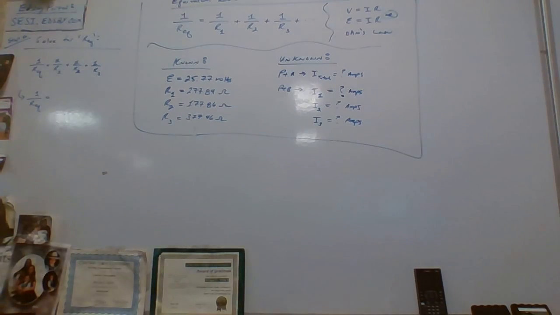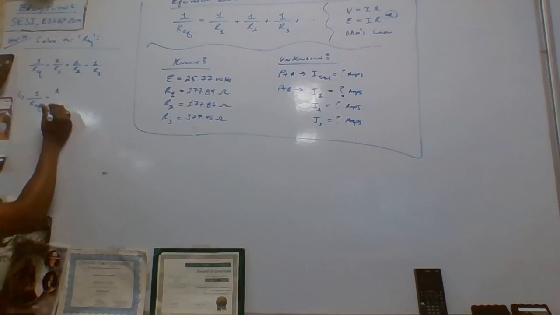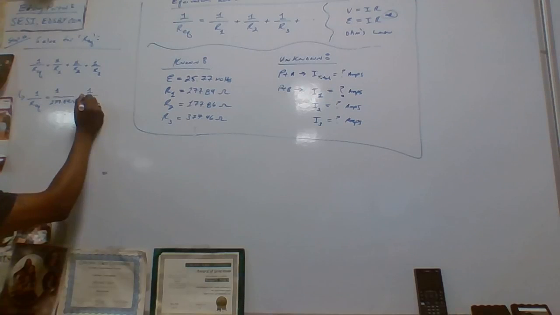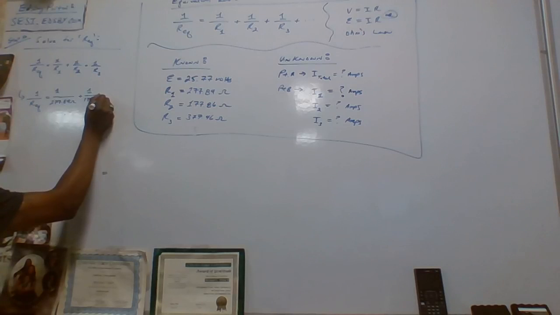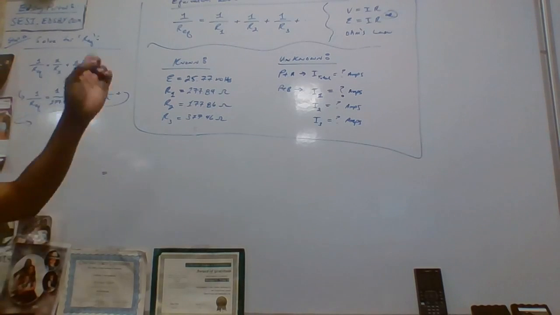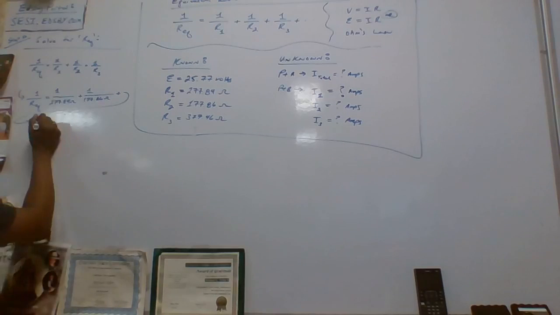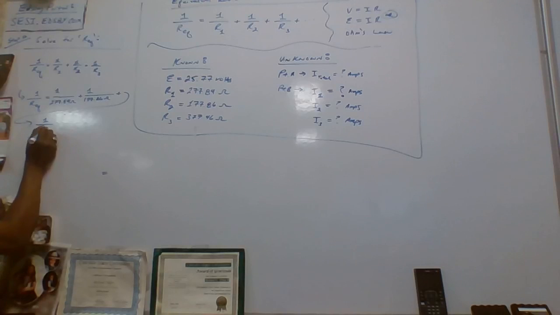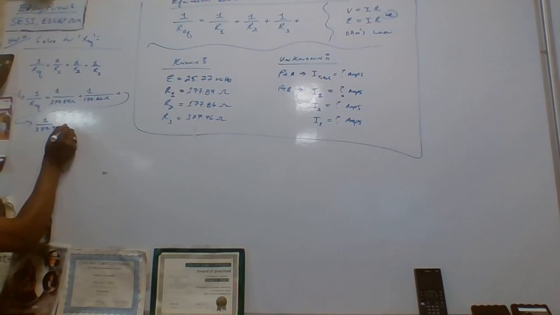So with that said, this is 1 over, what was our R1? Let's look over here. That is 1 over 277.84 ohms, moving on, plus what? 1 over, what was the next number? R2 was, just follow this equation, y'all. That's 177.86 ohms, and plus, I'm just going to bring this down, but that means it continues as a string of calculations, right? So that's going to be 1 over R3, 377.46 ohms.